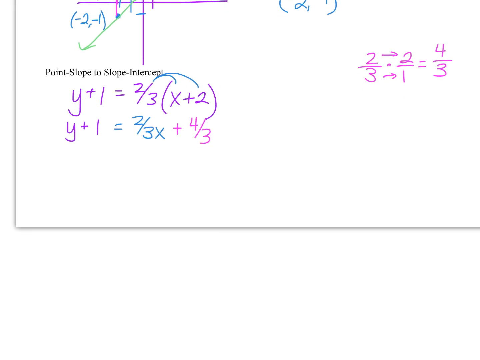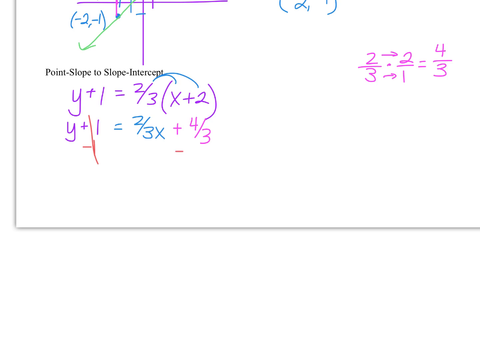I'm still not quite there though, right? It looks really close to slope-intercept form, y equals mx plus b, but I still have something I need to do something with. Yeah, that plus 1. So what would I do to take that away? Yeah, I'm going to minus 1. So I'm going to subtract 1 from over there.